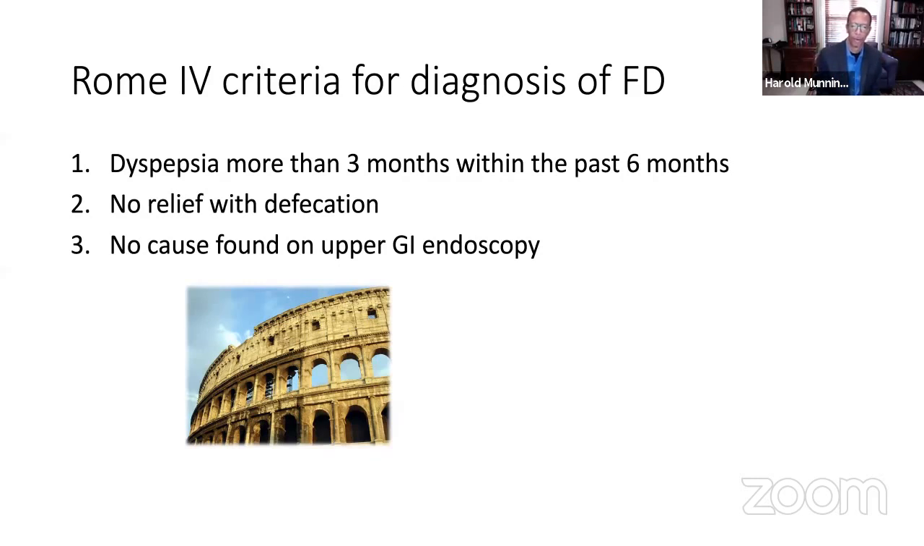And then to sort out those persons with functional dyspepsia from those that have irritable bowel syndrome, they've added that the patient doesn't obtain relief with defecation. Because if they do, then they're more likely to have IBS, still a functional disorder, but they don't meet the Rome criteria for functional dyspepsia. And they also add that no cause is found on upper GI endoscopy.